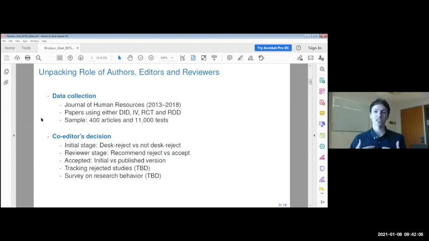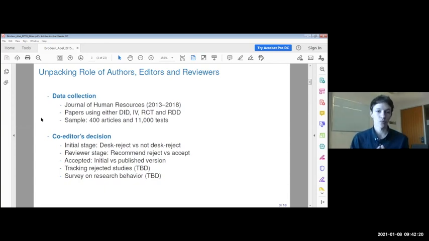Then we're going to move to the last stage. Some papers got accepted. I mean, they do accept some papers at that journal. And we're going to be comparing from the initial submission to the final published version that you and I can actually see when we go on JHR's webpage.